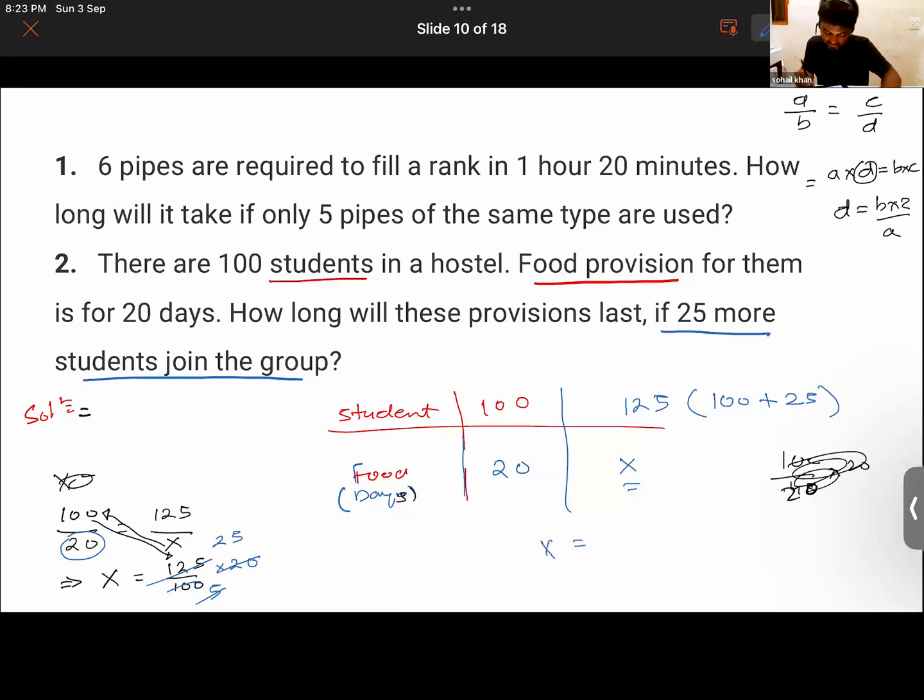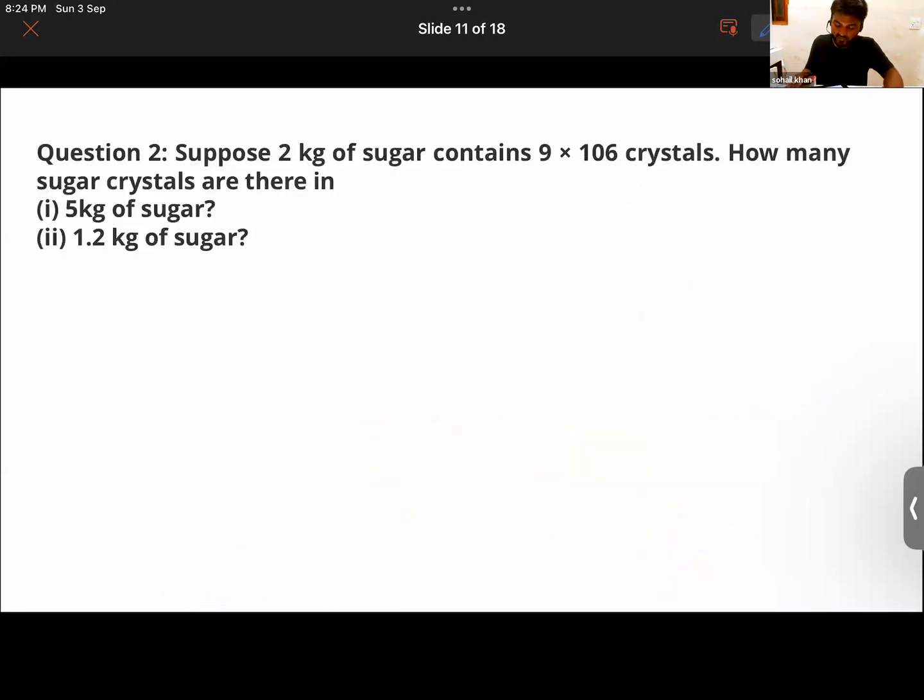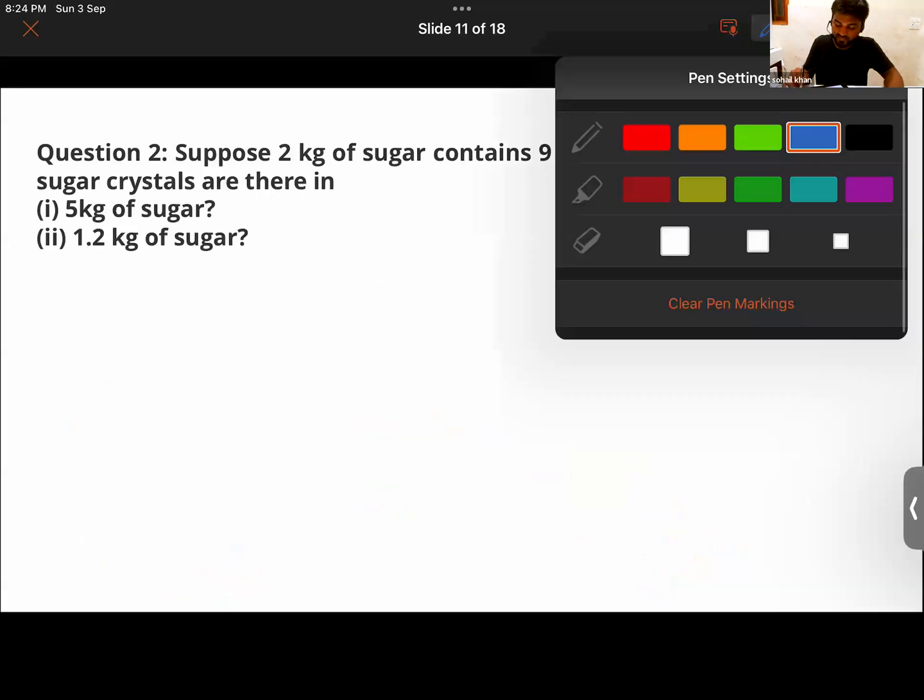X equals 125 upon 100 into 20. So the food will be lasting for 25 days now. Getting it now? Yes, sir. Okay. Now let's move on to the next question then.